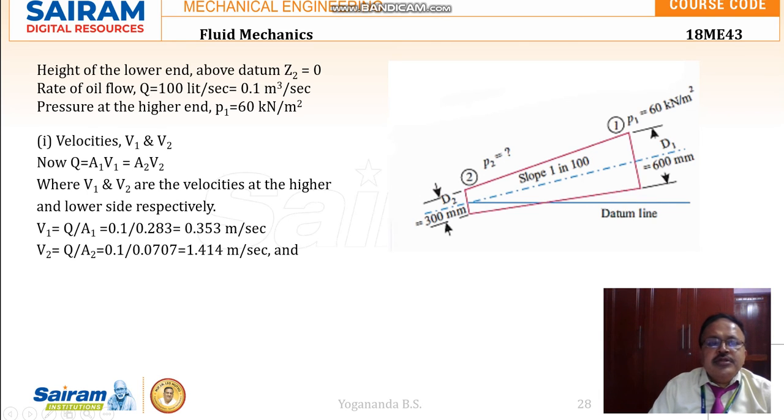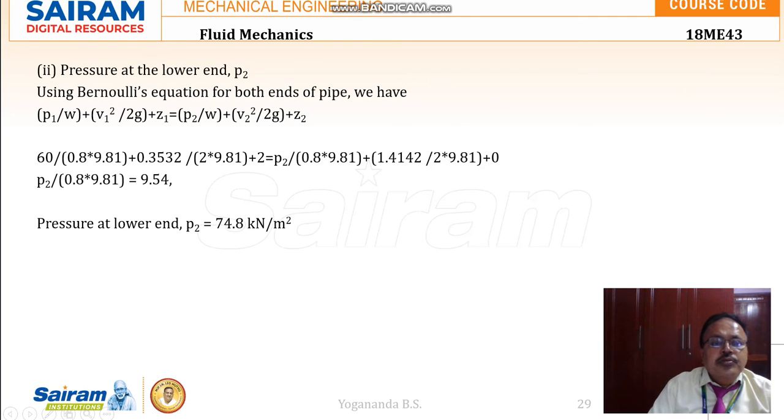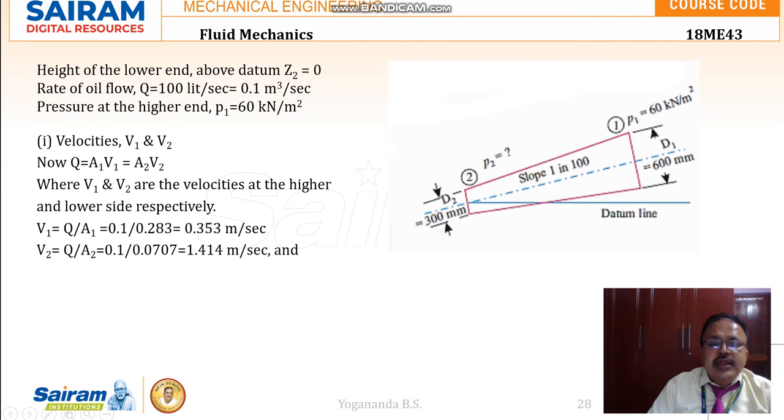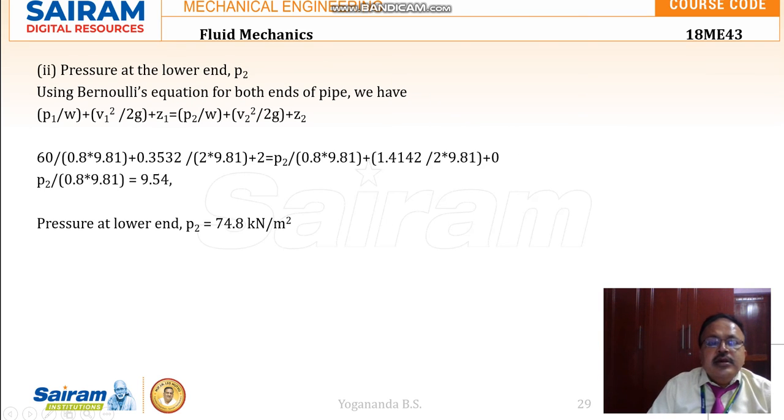So Z1 is 2 meters, and Z2 is 0 because the lower end is exactly at the ground level, that is on the datum line. So only P2 is unknown. Substituting everything, we are asked to find out P2. On simplification we are getting P2 as 74.8 kilonewton per meter square.